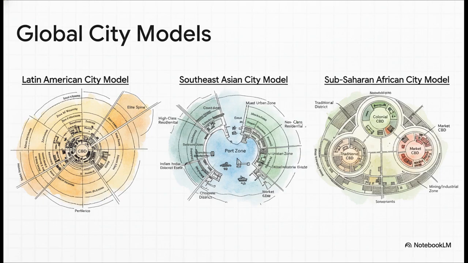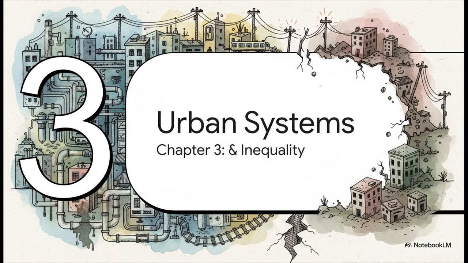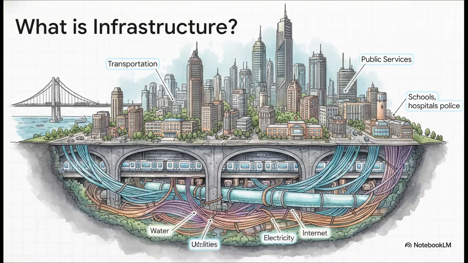It's fascinating. Okay, let's zoom in even closer now. What are the systems, the guts of a city, that actually make it work? And maybe more importantly, what happens when those systems aren't shared fairly? We're talking about infrastructure. This is the skeleton of the city. It's the roads and subways, the water pipes and power lines, the schools and hospitals. All the stuff we take for granted until it stops working. The quality of this skeleton basically determines a city's health and the well-being of everyone living in it.